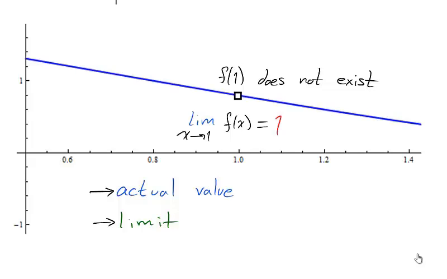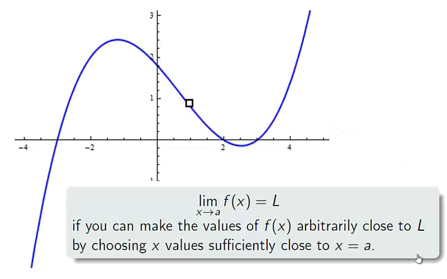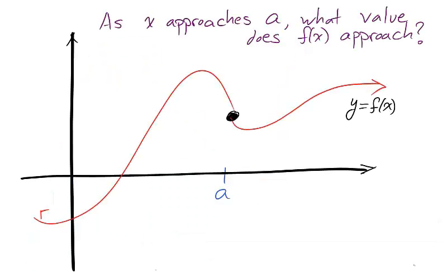When describing the graph of a function, there are two topics which can describe the graph, an actual value and a limit. The limit of f as x approaches a being L means that you can make the values of f arbitrarily close to L by choosing x values sufficiently close to a.